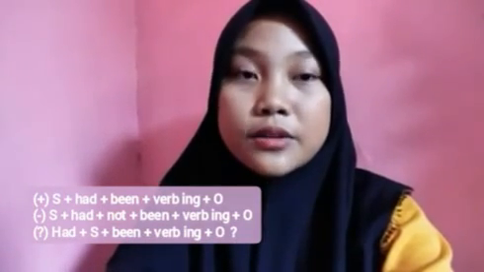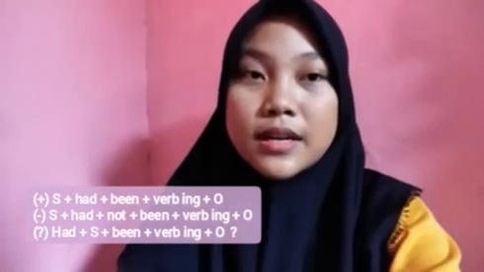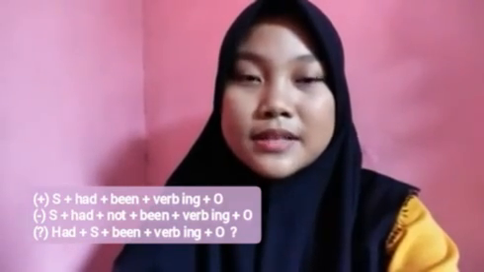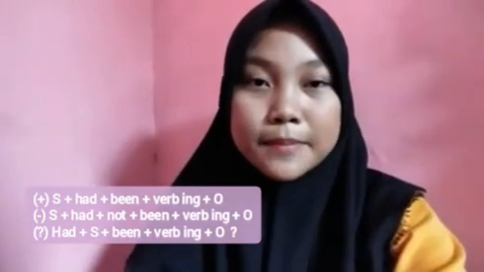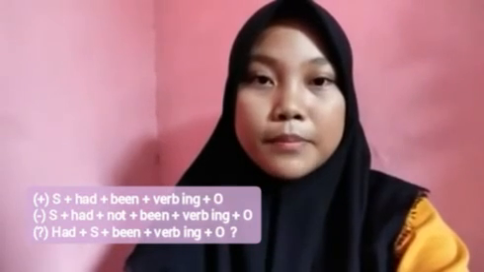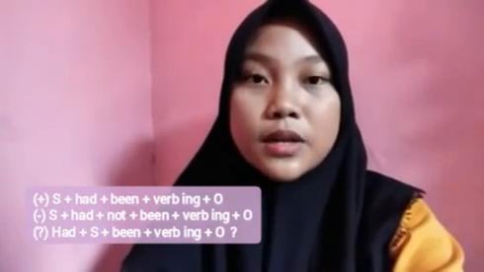Negative form, subject plus had plus not plus been plus verb ing and object. And the interrogative form, had plus subject plus been plus verb ing plus object, and don't forget to put a question mark.